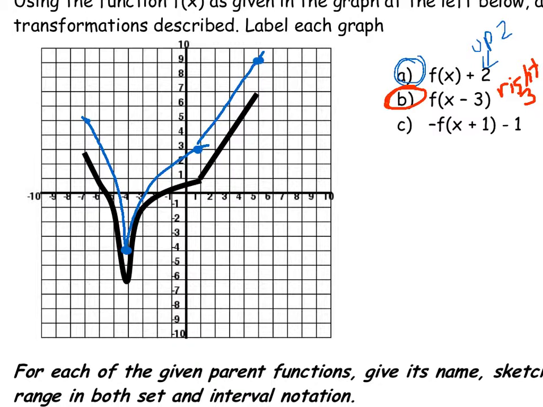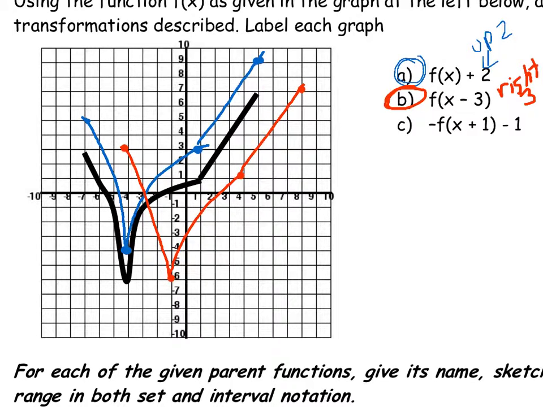1, 2, 3 units. Bottom point will go right 3. 1, 2, 3. Middle point to the right. 1, 2, 3. And top point to the right. 1, 2, 3. That gives us our new coordinates, and we can graph our function.